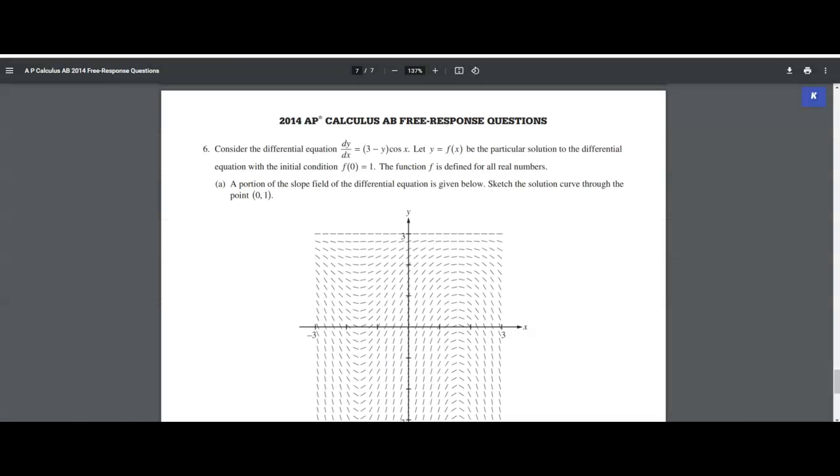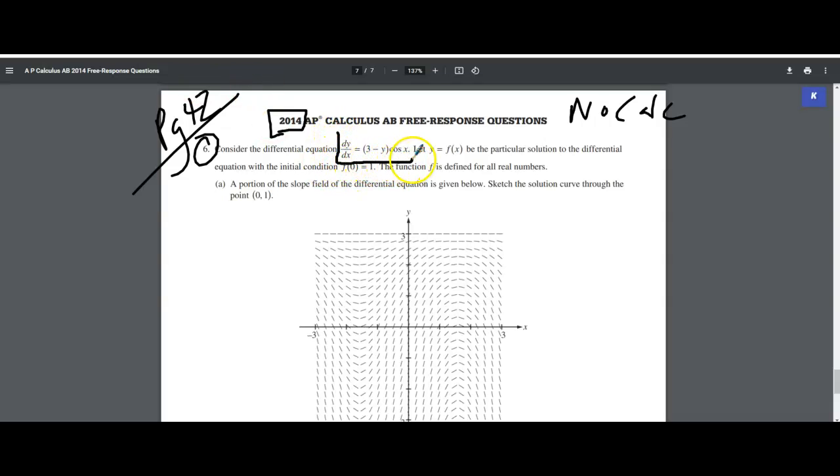All right. So this one's the 2014 question. It's probably pretty close to page 42 in your guys' blue book. It's a number 6. It's a no calculator question again. So let's go ahead and take a look at it. So we've got our differential equation. We have an initial condition. So that's how we know we're looking at a differential equation type of question.